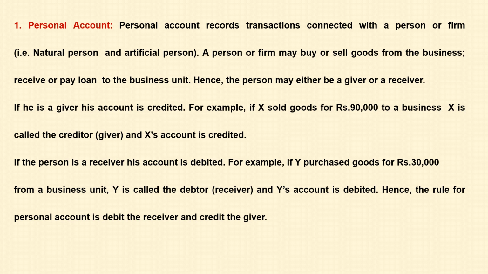If he is a giver, his account is credited. For example, if X sold goods for rupees 90,000 to a business, X is called the creditor and X account is credited. That is, he is a giver. If a person is a receiver, his account is debited. For example, if Y purchased goods for rupees 30,000 from a business unit, Y is called the debtor, that is receiver, and Y's account is debited. Hence, the rule for the personal account is debit the receiver and credit the giver.